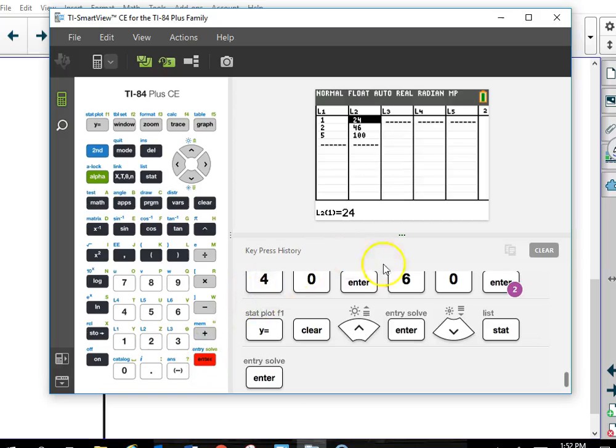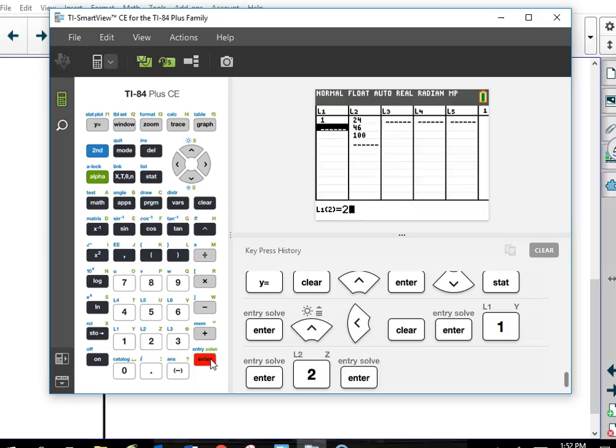Now I have already put this data in, but just in case you have a bunch of stuff in your list, you want to clear the list and not by each element. So the way you clear the list is to just go up to the list name, so cursor up to the list name, and press clear and press enter. And I'm going to put those numbers back so I can show you how to do the regression. Okay, so got our data in.